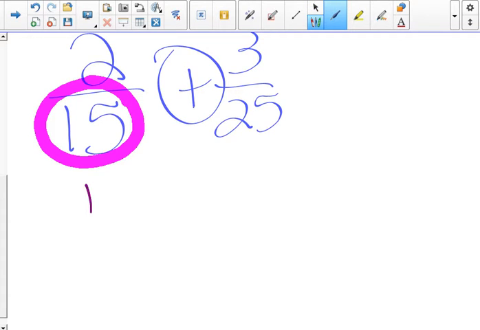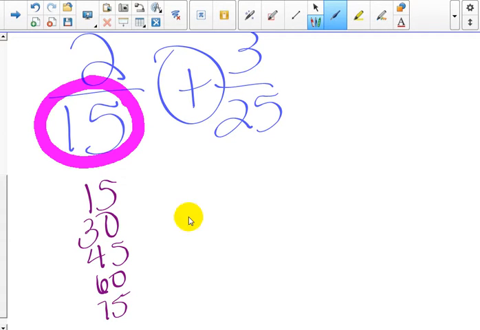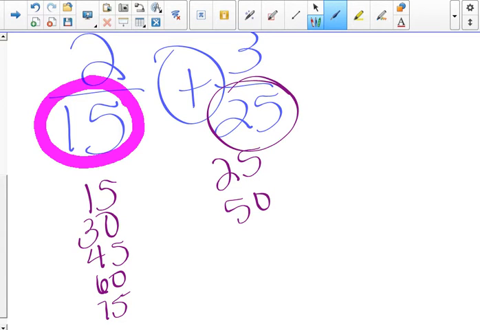So let's start with the 15. What are multiples of 15? We have 15, and then 15 times 2 is 30. 15 times 3 is 45. 15 times 4 is 60. And 15 times 5 is 75. I'm going to stop there, and I'm going to come over on the other side and work on 25. So 25 times 1 is 25. 25 times 2 is 50. And 25 times 3 is 75. I see right now I've got a common number, but you got to make sure it's the smallest number that they share.